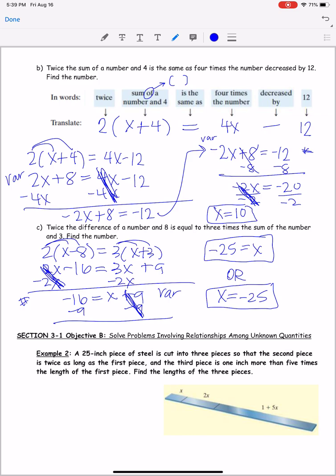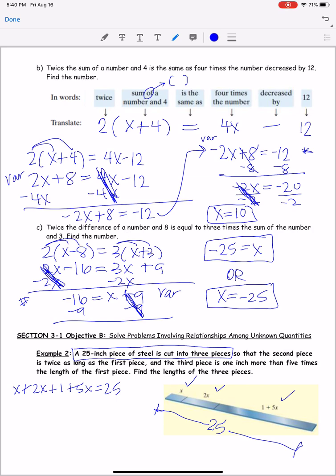So it does say here that we have a 25-inch piece of steel that's cut into the 3 pieces. So that means when I add up all 3 of these pieces, that this whole thing needs to add up to 25. So this is that one where we're going to do this part plus this part plus this part is going to equal the whole thing of 25. So we have x plus 2x plus 1 plus 5x. That's this plus this plus this equals the whole thing of 25.